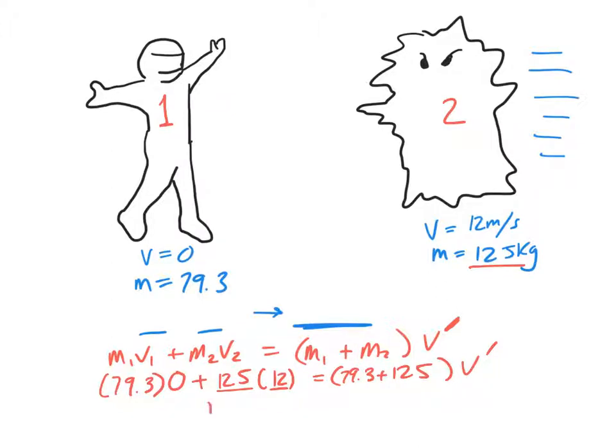Okay, so we get 1500 over here equals 79.3 plus 125. We get 204.3, and they share velocity afterward. So the velocity afterward is 7.3 meters per second, and so that's our velocity.